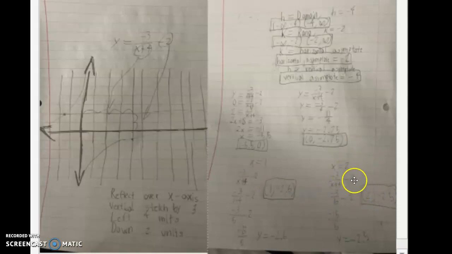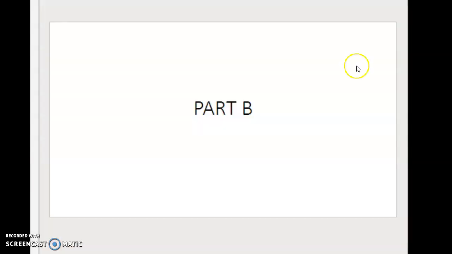And same for this one. All you gotta do is plug in the x, and then that is -3 over 6 minus 2. Subtract 2, -15 over 6, y equals -2.5. So that ordered pair is (2, -2.5). Moving on to part B.